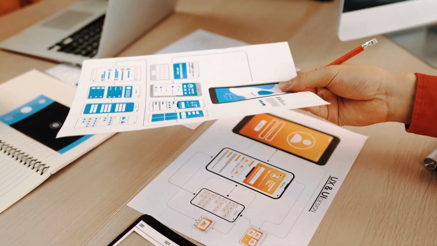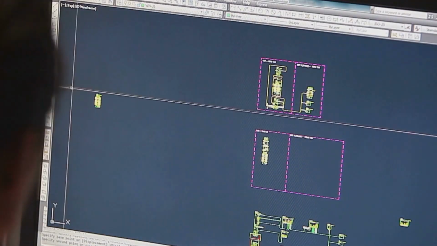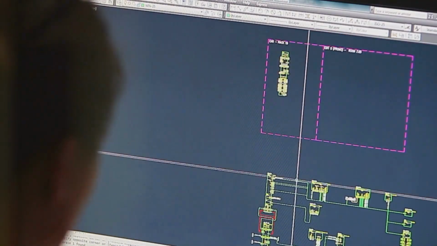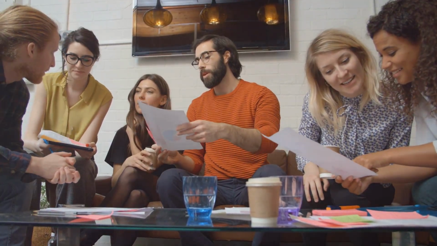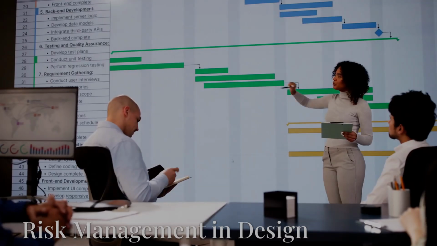Documentation is a critical deliverable of the design phase. It includes detailed design specifications, wireframes, prototypes, architecture diagrams, and user interaction guidelines. Comprehensive documentation serves as a reference for development, testing, and future product iterations, ensuring continuity and reducing dependency on individual knowledge.